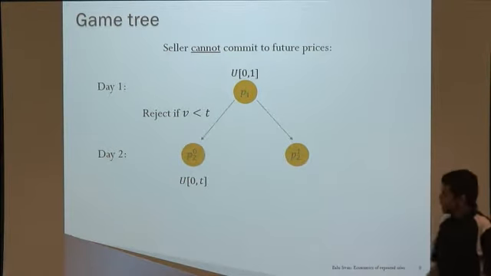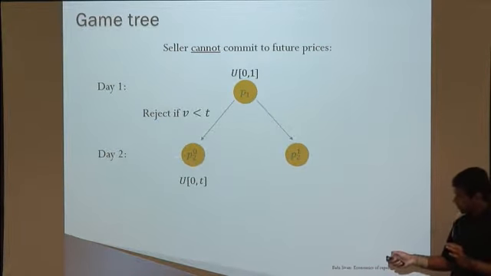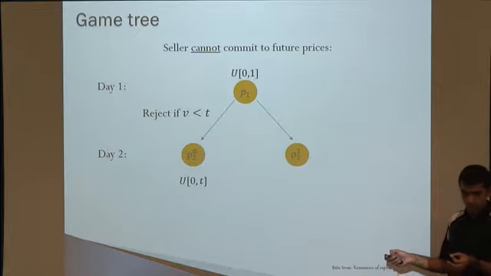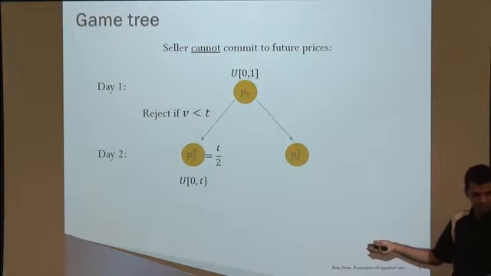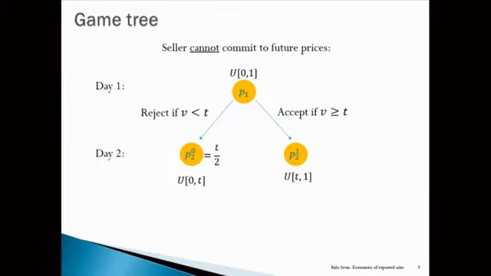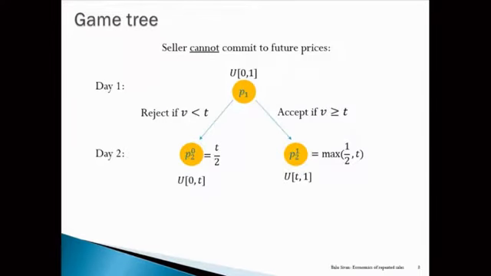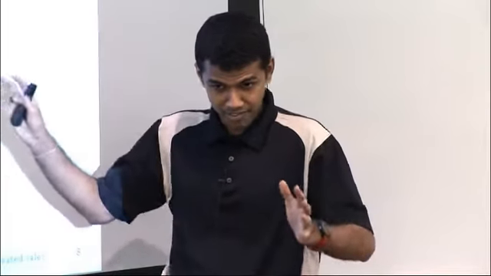Now, if this were an equilibrium, one of the conditions that has to be true is that if the buyer follows the strategy of rejecting when his value is smaller than t, then the seller should update his belief about the distribution to be uniform on [0, t], which means the price on this day should be t over 2. You can deduce this. And similarly, if he accepts when v is greater than t, you better update the distribution to uniform on [t, 1]. And it's not difficult to calculate what the optimal price is. Again, it's max of half and t. So these are all necessary conditions for equilibrium. Not sufficient, but necessary.